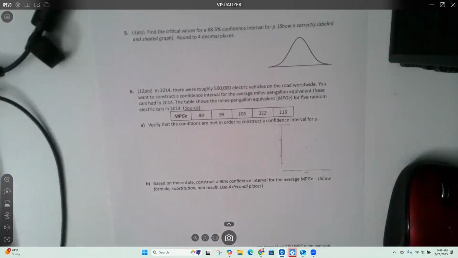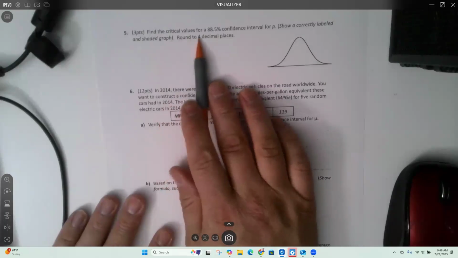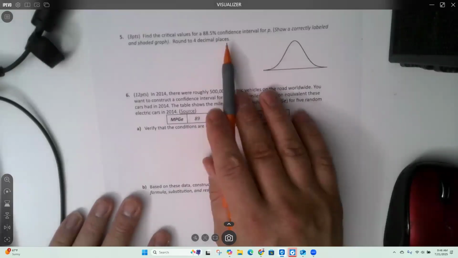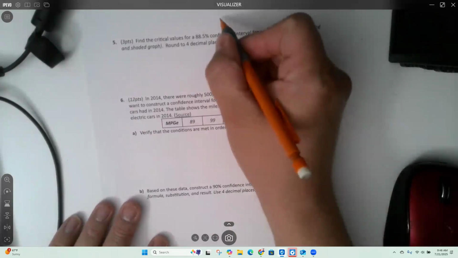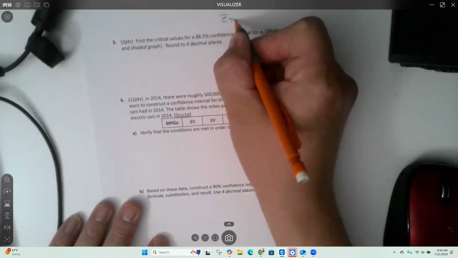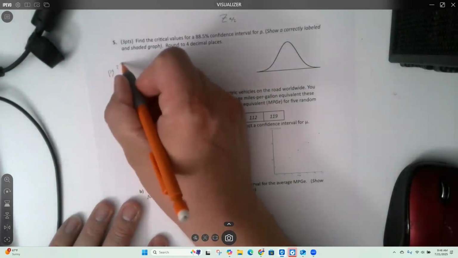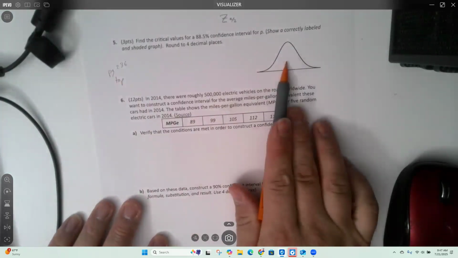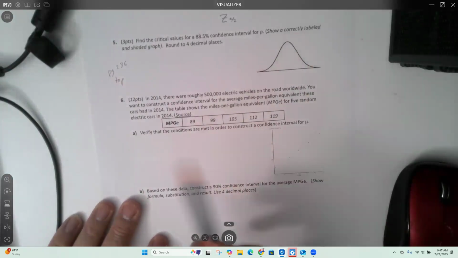All right, page 557, and then we'll work on the worksheet. Find the critical values for an 88.5% confidence interval for p. The critical values are z alpha over 2, and you can find that on page 236 at the top. Make sure you shade in the graph, and it's going to be symmetric, right? When we're talking about confidence intervals, we're always doing symmetric.